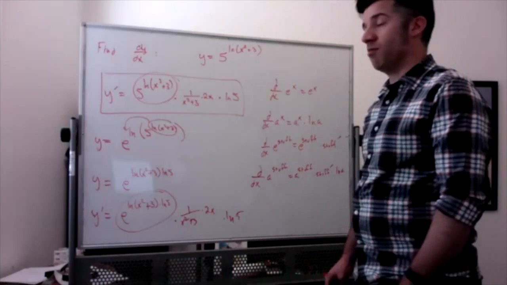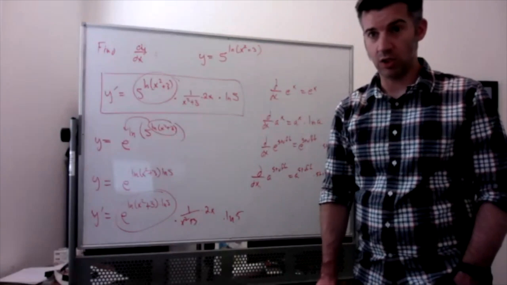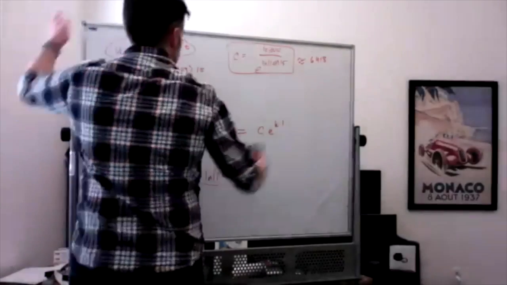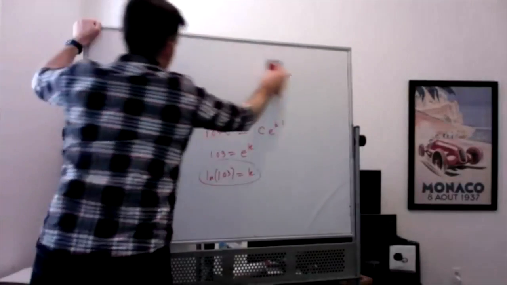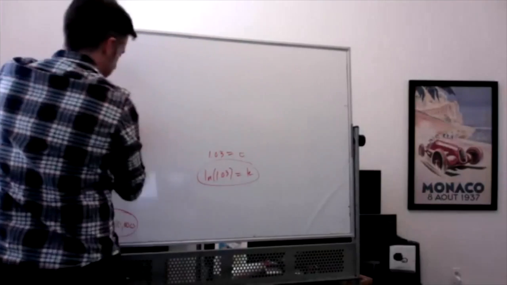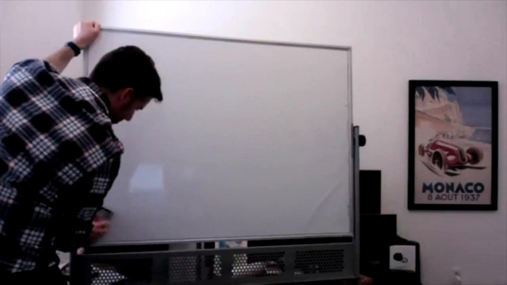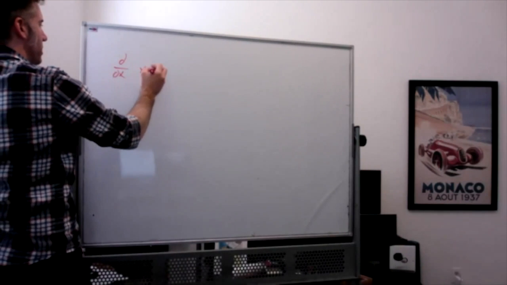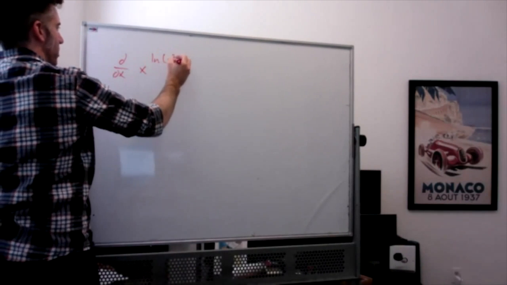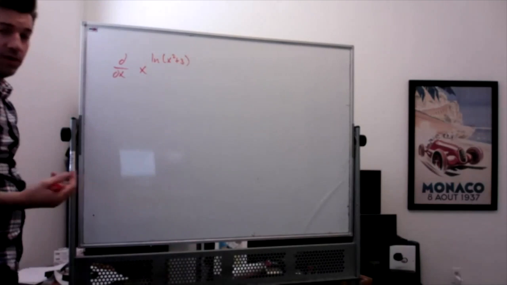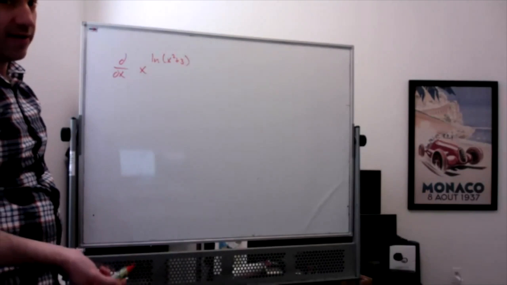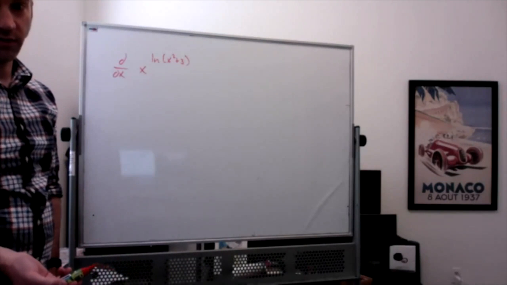This question does get more interesting, more challenging, if our base is no longer a constant. Let's say we had the same problem, except that now instead of 5, our base is x. So let's find the derivative of x to the natural log of x squared plus 3. Now you certainly could have done this for the previous one, but for this one you really have to use the process of logarithmic differentiation.